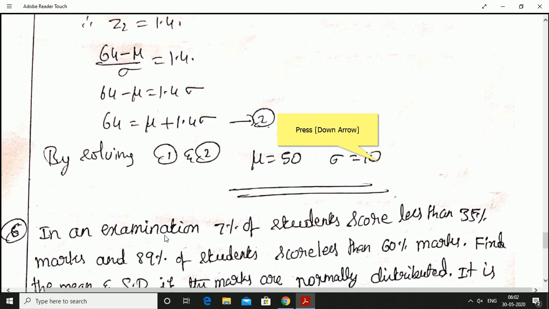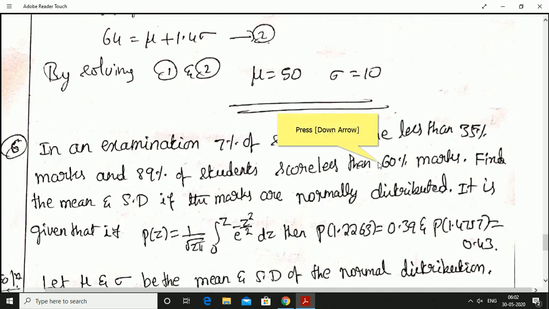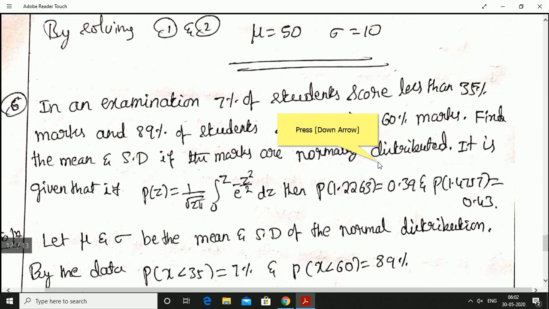Now solve equations 1 and 2. Two equations in two unknowns, mu and sigma. With the help of a calculator, easily you can solve that. If we solve equations 1 and 2, it comes out as mu is equal to 50 and sigma is equal to 10. This problem is also exactly similar to that problem.